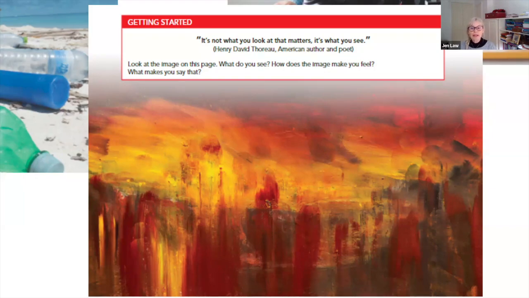A mountain range. Wow, that's a good one. I like that. I haven't thought of that one before. Anyone else? What can you see? A burning forest, a sunrise in the mountain. Lovely. How does it make you feel? How does the painting make you feel?